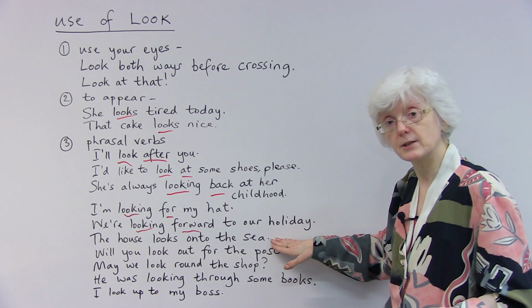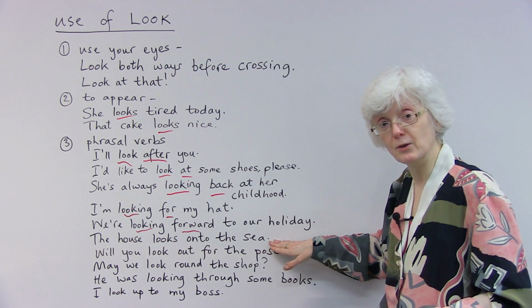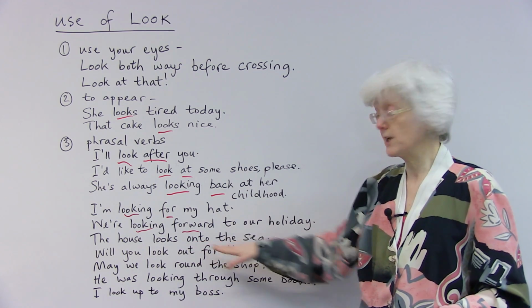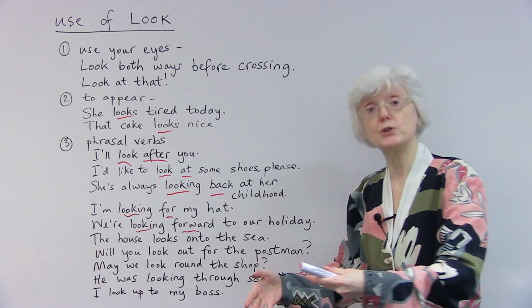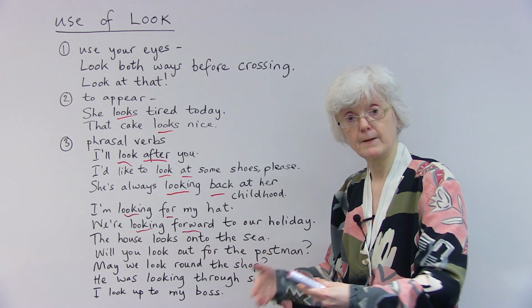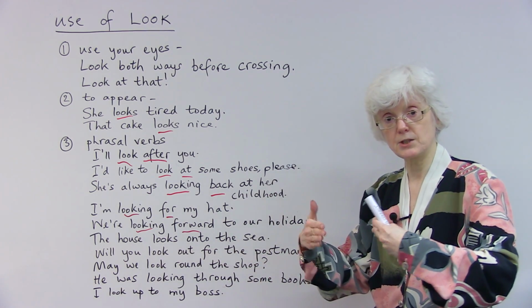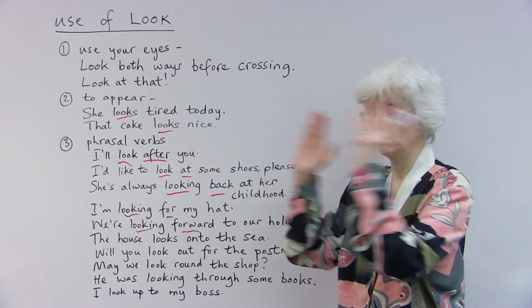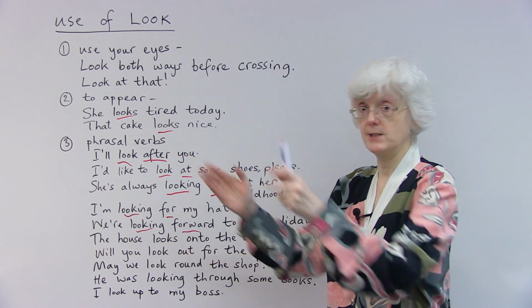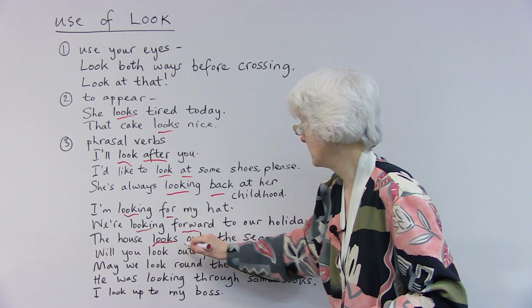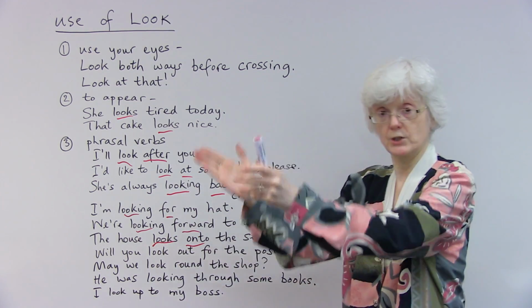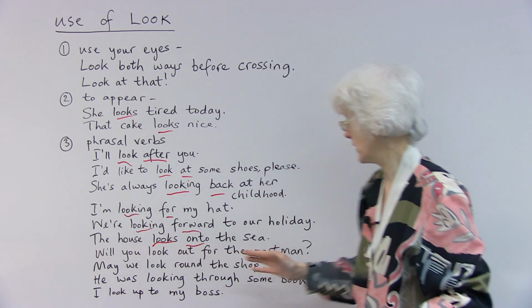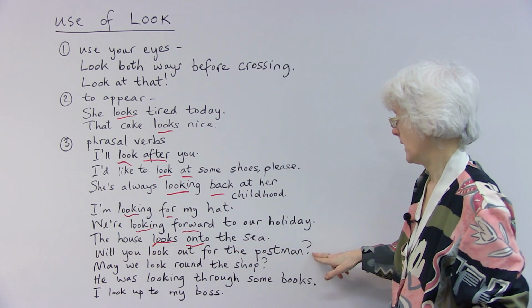Now, the next one, maybe this is when you get on the holiday and you say, oh, isn't this lovely? The house looks onto the sea. So you're staying in a house, you look out of the window, and there is the sea straight ahead of you. So the house looks onto the sea. You can see the sea straight through the window.